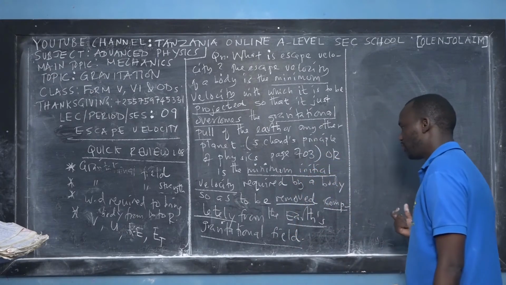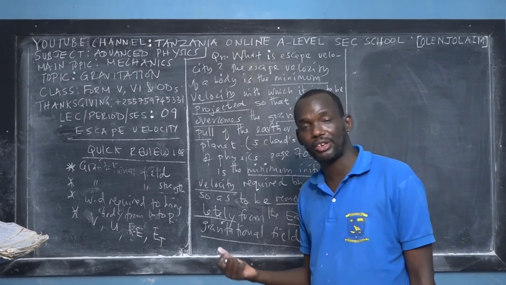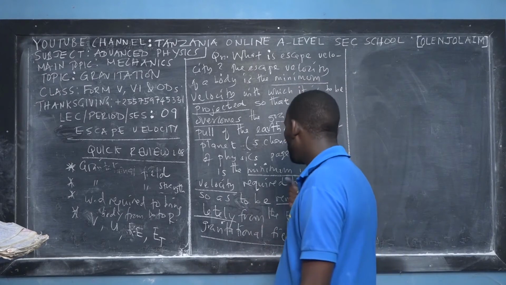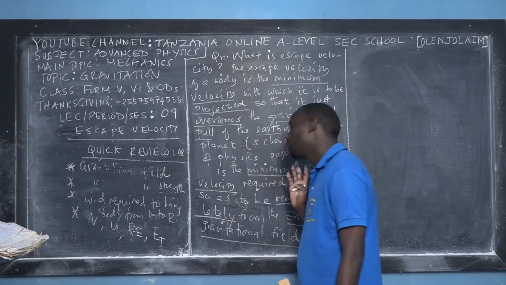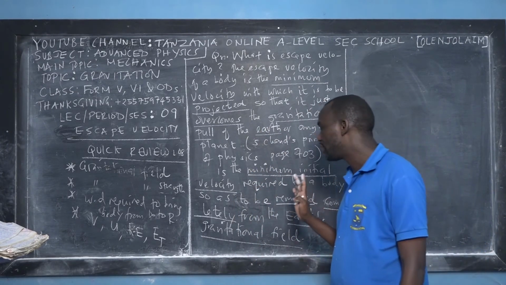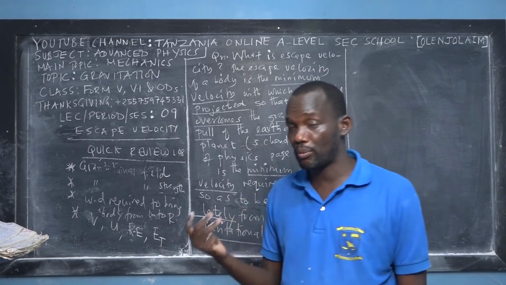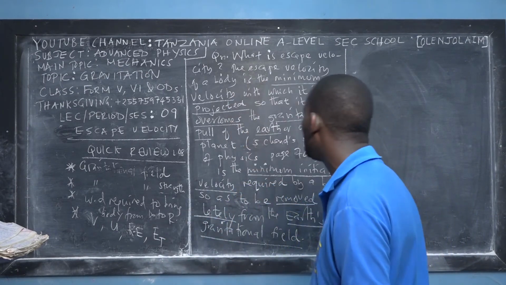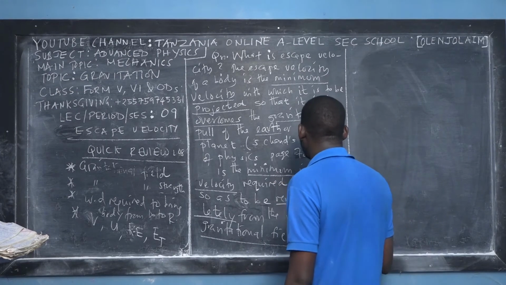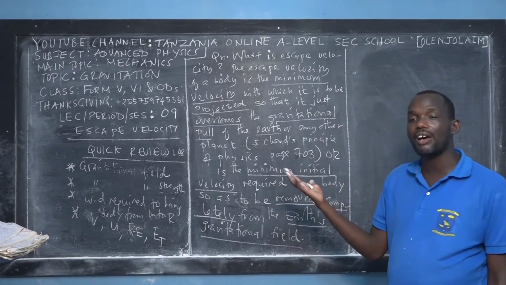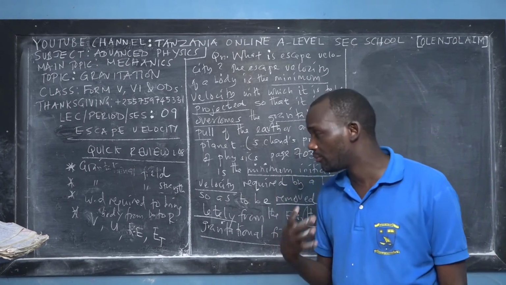So this is the minimum velocity. It's not maximum velocity, it's not medium velocity, that's number one. And also this is not a final velocity, it's initial velocity. So you should know that this is the minimum velocity of the body, of the satellites for instance. It's not final, it's not intermediate velocity, it's not average velocity. It's the initial velocity of the body.